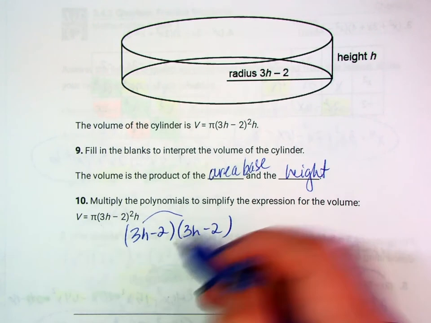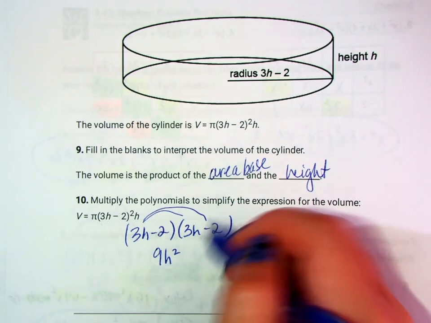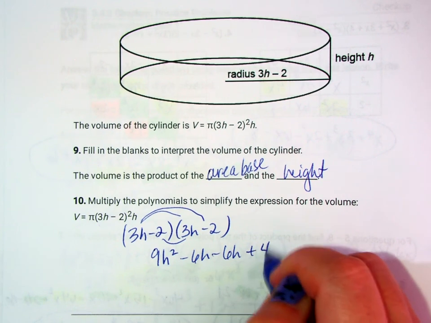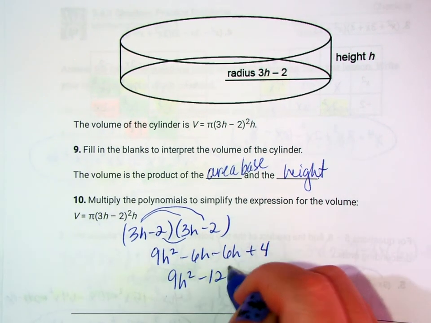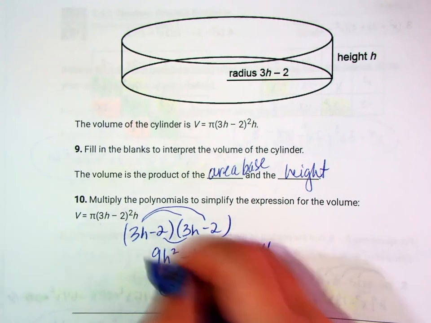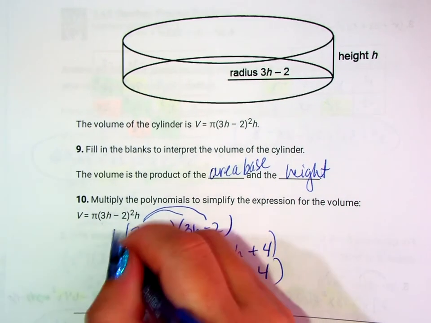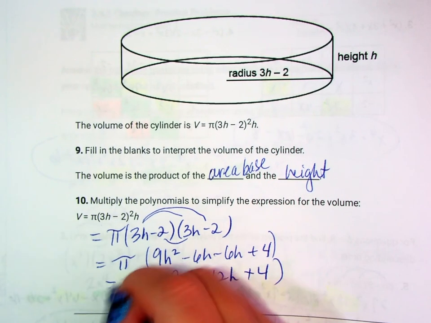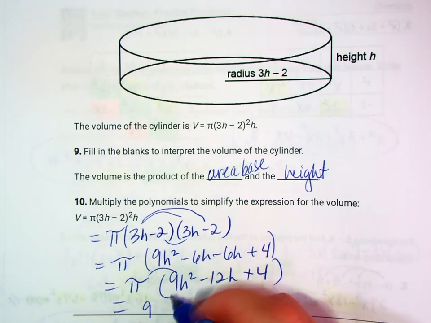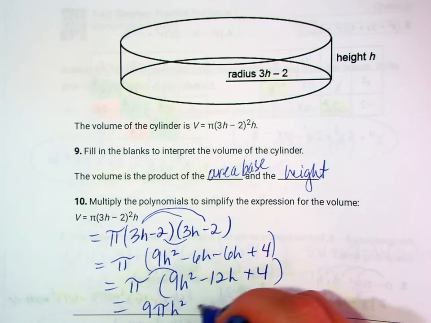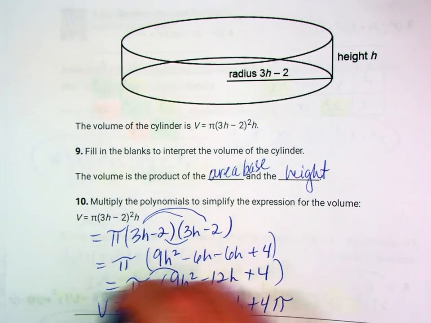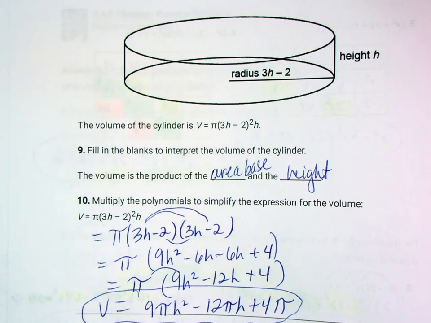So we go 3h times 3h minus 2. We have 9h squared minus 12h plus 4 just from that initial multiplication. And then that is all times the pi that's right there out front. So now we're going to distribute that pi through, and we get 9 pi h squared minus 12 pi h plus 4 pi, and that's our final answer. How'd you do?